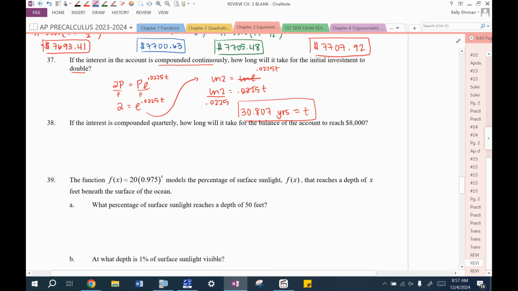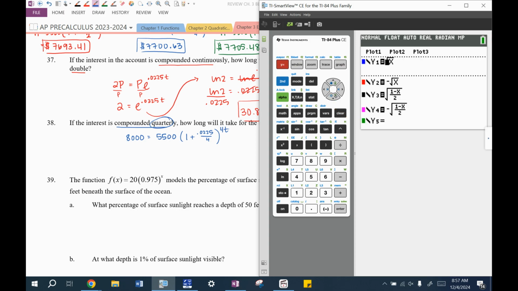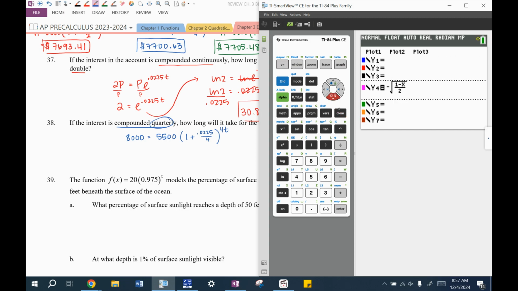If the interest is compounded quarterly, how long will it take for the balance of the account to reach 8,000? So this time I'm saying, okay, 8,000 equals, we're still talking about the initial investment of 5,500 compounded quarterly. So I need to do 1 plus 0.0225 over 4 to the 4t. So how do we solve an equation like this? Again, you could just graph. Let me just show you that. Clear all this out. Okay. So you could type in, it doesn't matter which goes in which. 8,000 is going in one line.